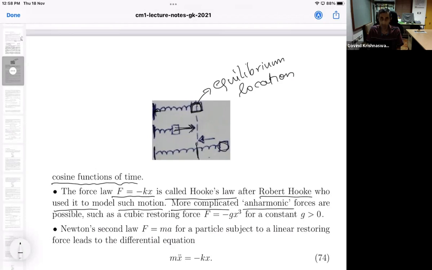Now, this is called harmonic motion. There are also other possibilities. Anharmonic forces are possible, such as a cubic restoring force. Suppose the force is not minus kx, but minus gx cubed. So again it is restoring, the minus sign is very much there, but it is not linear in x but cubic in x. Such things are possible. They are harder to study, but they are also physically relevant. Real springs are not purely harmonic. The restoring force is not exactly proportional to displacement. They will have these cubic corrections and so on. So if you really want to model a real spring, you will have to include such anharmonic effects.